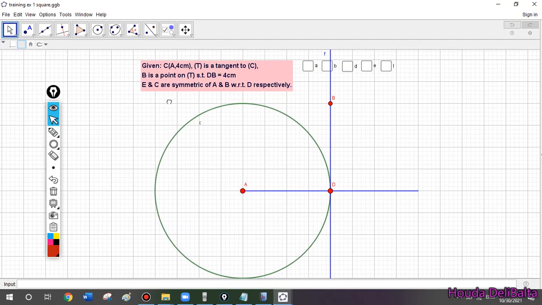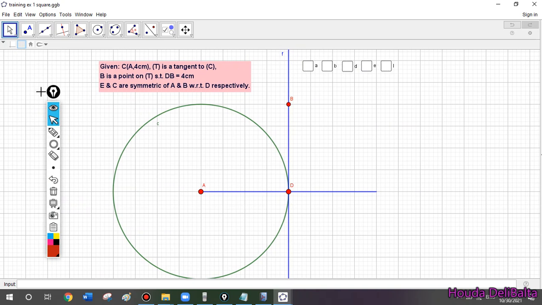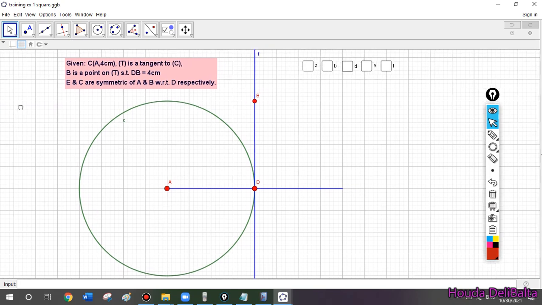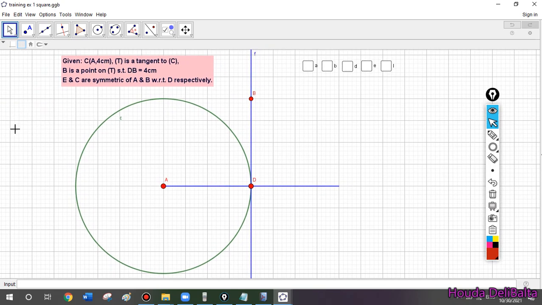That's our first training exercise. As you see here, you have a circle. I'm going to mix between a circle and a square because I need to review some about the circle, its radius, the tangent to a circle, and so on. So here given a circle C, as you see, of center A and radius 4 centimeters.